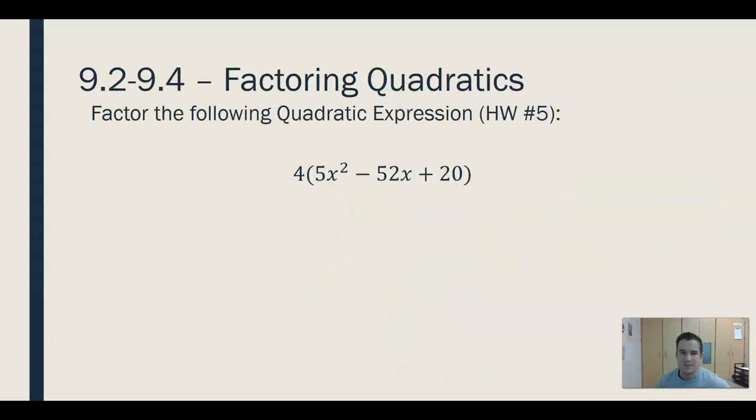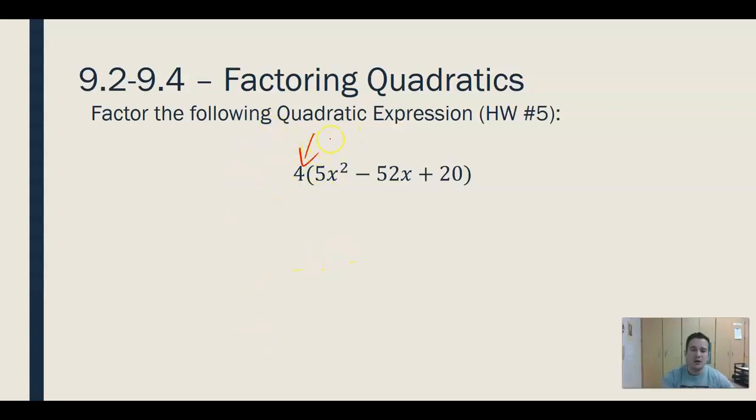Next, we talked about preparing to factor and factoring quadratics. 9.2, 9.3, and 9.4 were all centered around tools to help us factor quadratics. Notice the first step in factoring quadratics is to factor out a greatest common factor, which I did already. So now in 9.2 through 9.4, I finish factoring this quadratic expression. Number 1, I've already taken out the greatest common factor.